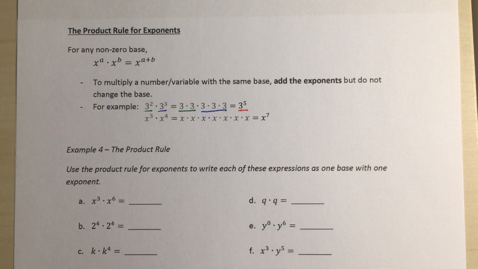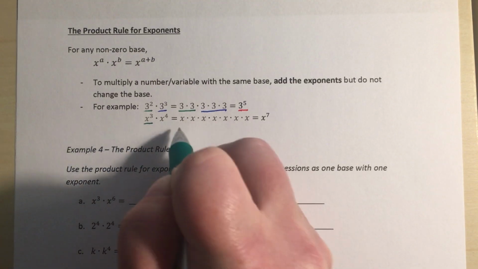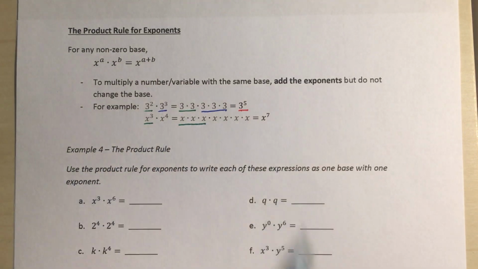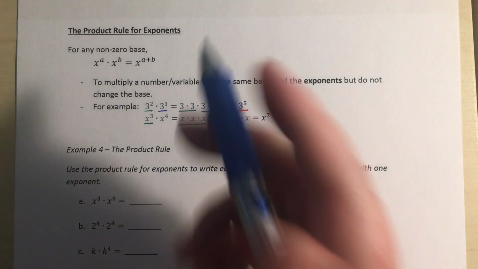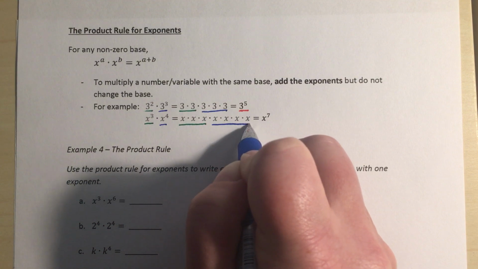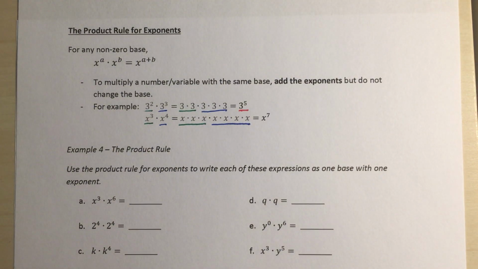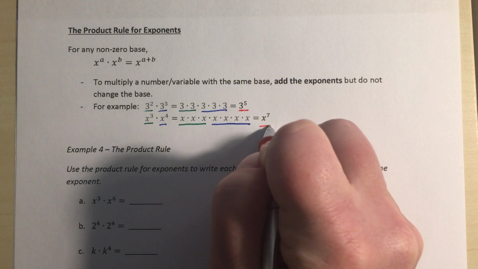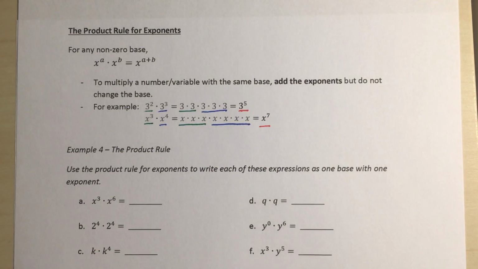Similarly, the same thing holds for variables. So our base could be a number or variable. For example, x cubed is x times x times x. X to the 4th means we have 4 factors of x: x times x times x times x. We put these together, and we have a total of 7 factors of x, or x to the 7th. So as we're going through these problems, as long as we have the same base, we can multiply our expressions, and we can simplify them by simply adding our exponents.